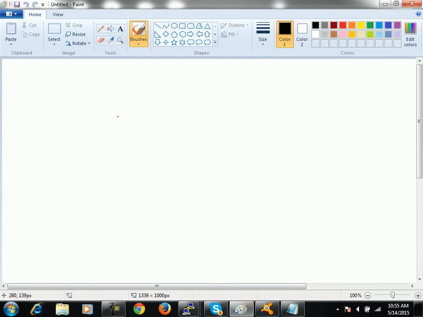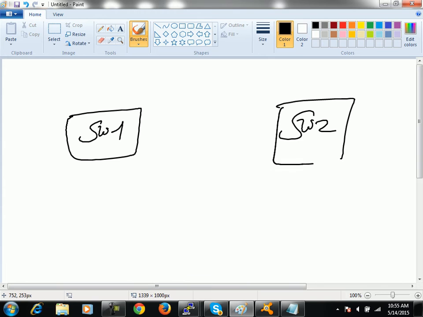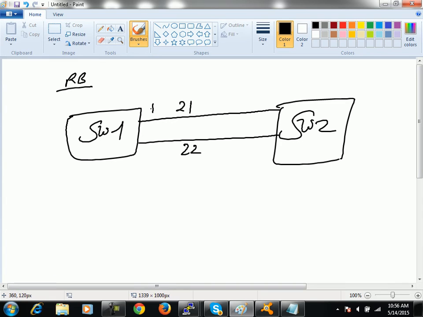Let's assume this is switch 1 and this is switch 2. Let's say here we have two interfaces, two links available between these two switches, 21 and 22. Let's say this switch 1 is configured as root bridge, and its ports will become DP.